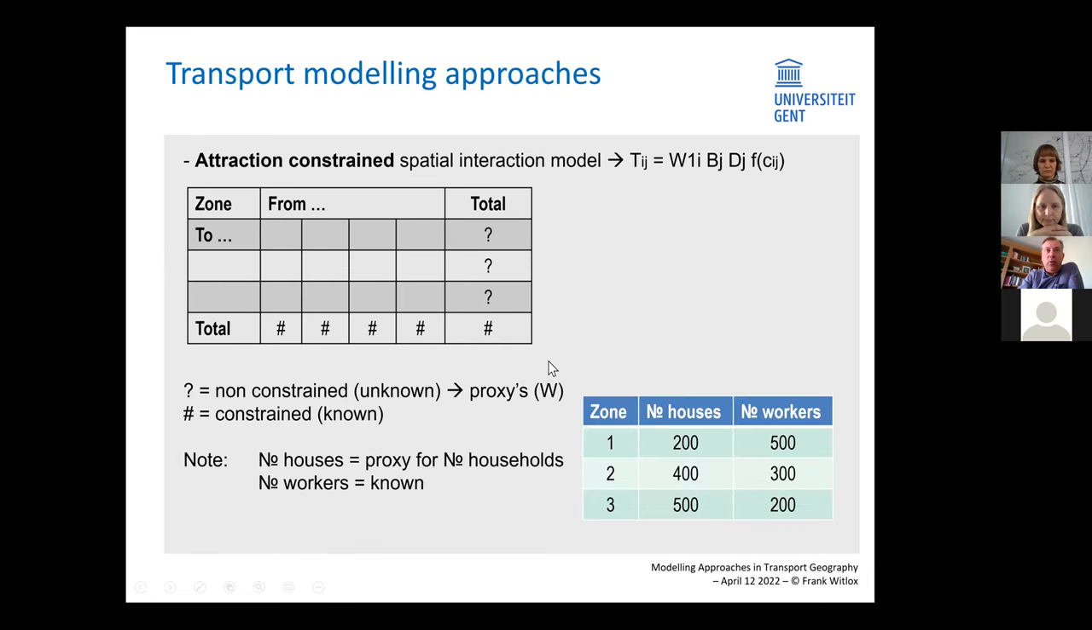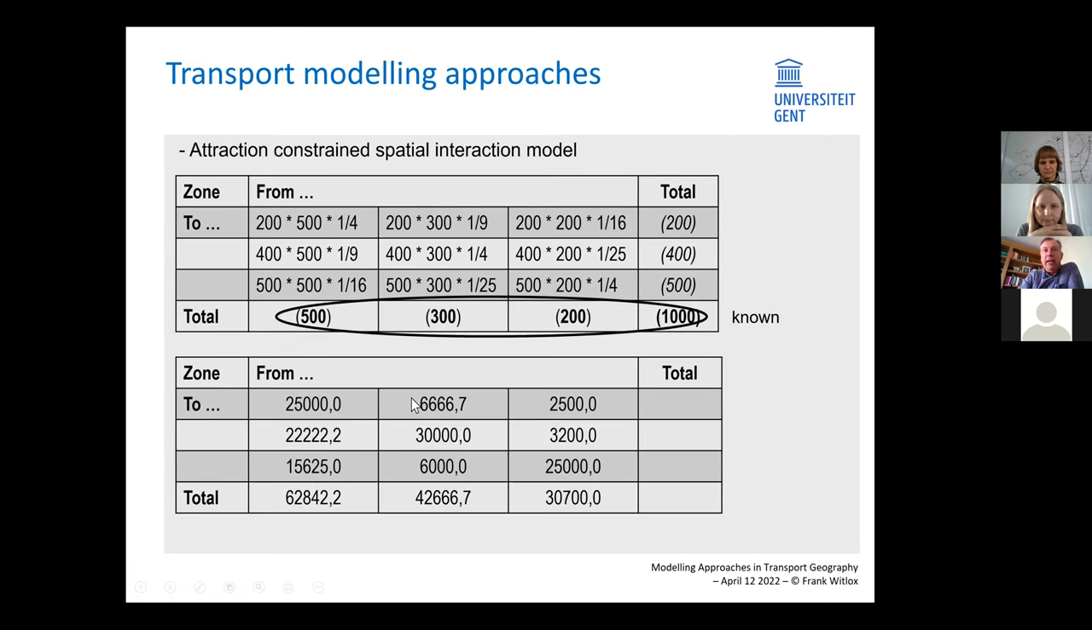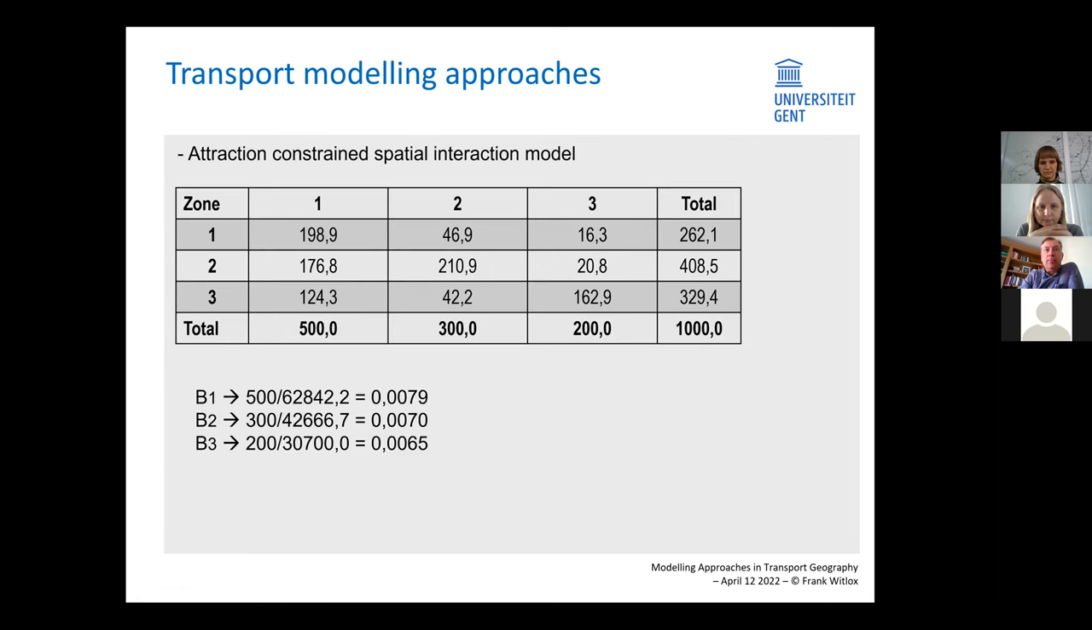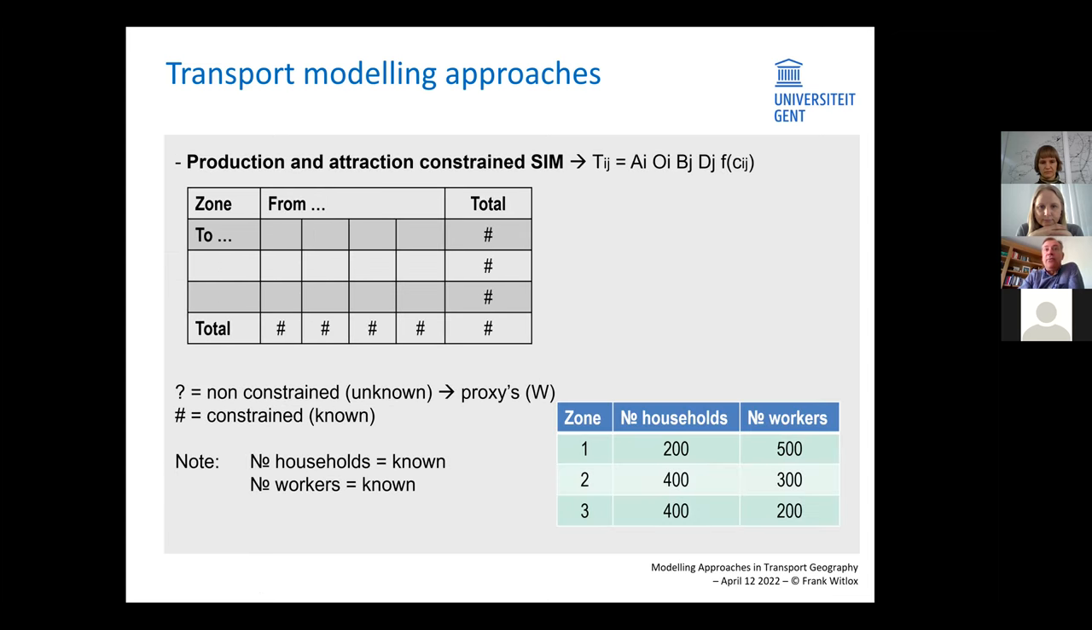And even going quicker, attraction constrained. And now what is known are the number of workers. What is not known is the number of households. So here you see the hashtags that resemble the figures that are known. The question marks, these are the ones that are unknown. We redo it again, and this is the result. And finally, what if, for instance, everything is constrained? That's, you could say, the ideal solution, because then we know the exact number of origins and the exact number of destinations.